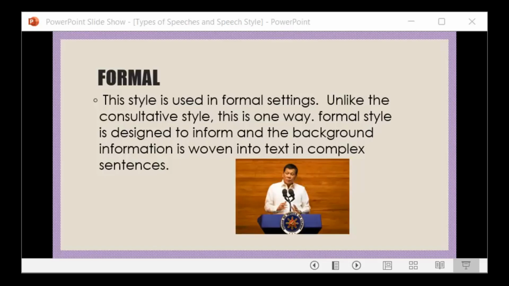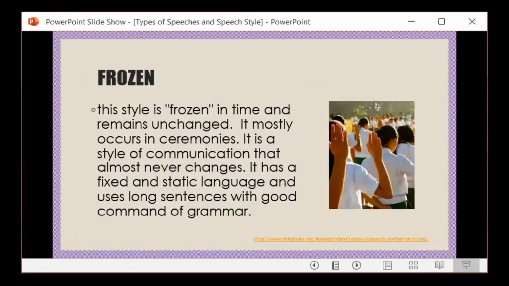And for the last speech style, this is what we call frozen. This style is frozen in time and remains unchanged. It mostly occurs in ceremonies. It is a style of communication that almost never changes. It has a fixed and static language and uses long sentences with a good command of grammar. In most cases, it's used in a fairly formal setting and for a respectful situation. The most formal communicative style is used in the frozen speech style.